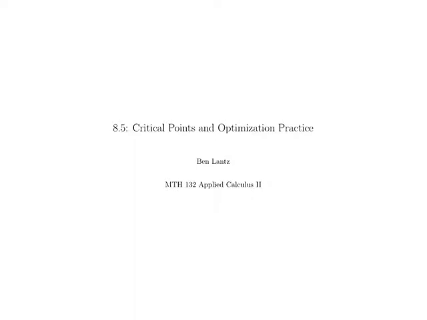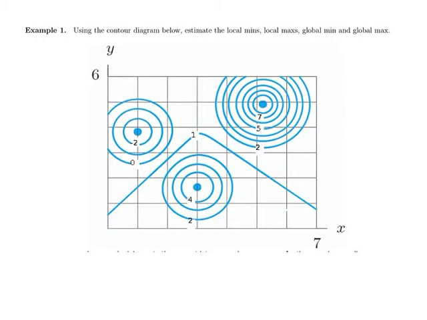In this video, we're going to continue looking at the idea of critical points and optimization of functions of two variables, looking at some more complex functions and examples. So first, we're going to look at a contour diagram and use that to estimate the mins and maxes, both the local and global mins and maxes of this function.